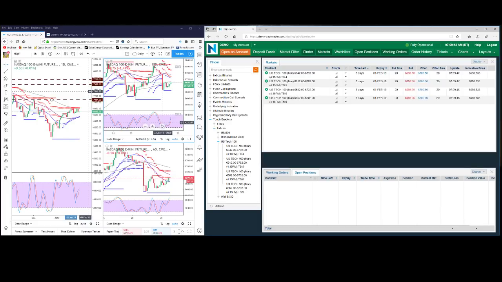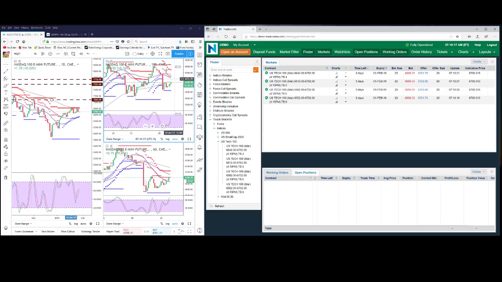Okay? So in this case, I'm using the underlying chart. Notice I'm not using the Nadex chart. And I like to see what the underlying is doing. And in this case, right now, the 1-hour chart is right at this ATR, okay? And on the 3-hour chart, it's actually reaching up, and I believe it might reach up to this ATR, okay?